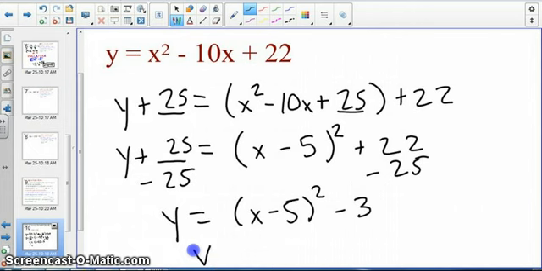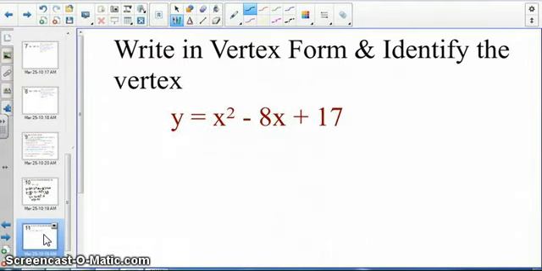Now if we remember, we need to identify the vertex. My vertex, my x, is the opposite of the number inside the parentheses, so positive 5. My y of my vertex is that last number, the same. So 5, negative 3. So remember, pause the video at any time. I will go through this last problem.